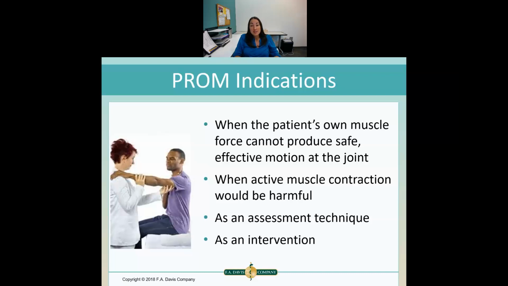If we are trying to assess and see, the patient's only getting to here, and we want to know, is it because they're too weak to go any higher, or is it because their shoulder is really swollen and they can't go higher? And so we passively move them and see how much range really is available. And as an intervention, we go through the range of motion to help the circulation and tissue healing and all those benefits for the patient.